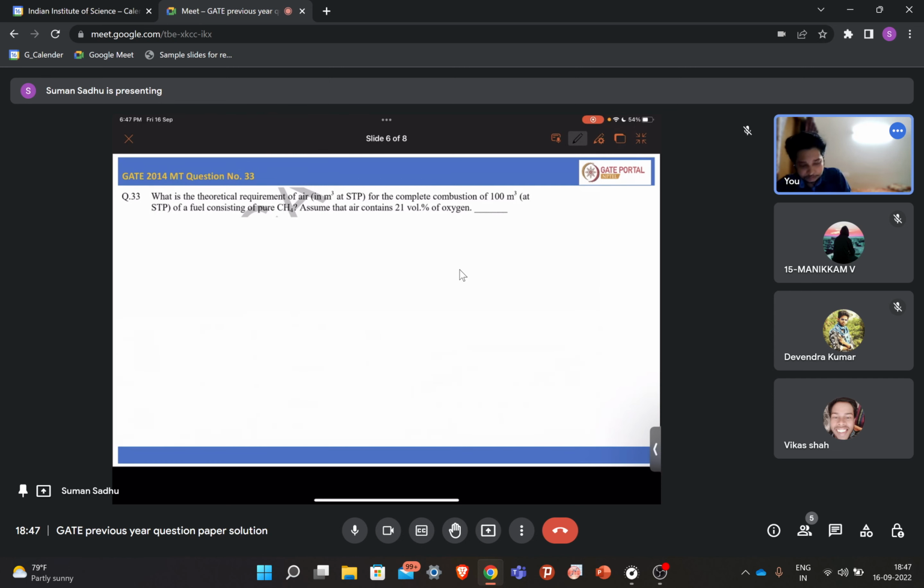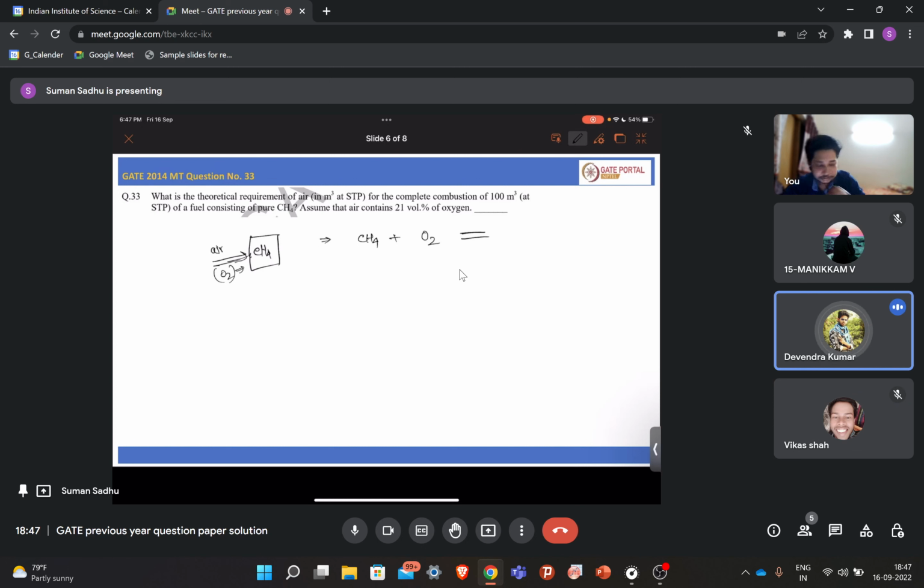So basically, let's say this is your container where CH4 is there. Now your air is going in this way, and then it is burning. So it will react with the oxygen present in the air. So what will be the chemical reaction? This is CH4 plus oxygen. What will be the product? CO2 and H2O, as the question states complete combustion, right? Complete means it will form CO2 plus H2O.